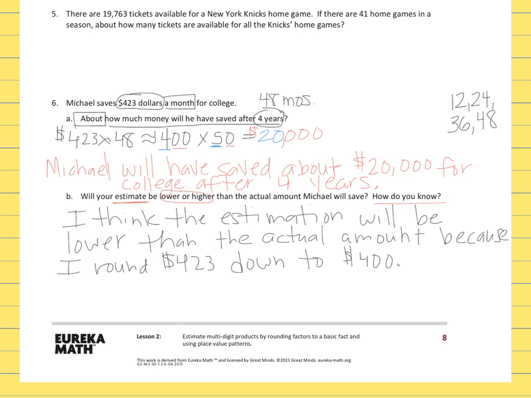lower. Even though 48 months went up to 50 months, it wasn't a big jump, but 423 was a big jump to 400. And so I think my estimation will be smaller or lower than the actual amount. And so this is what I'm going to use as my justification. I would have to multiply it all out to see if I actually was correct. But I provided a statement, my claim, I think the estimation will be lower, and I backed it up with a sentence because I rounded 423 down to $400.